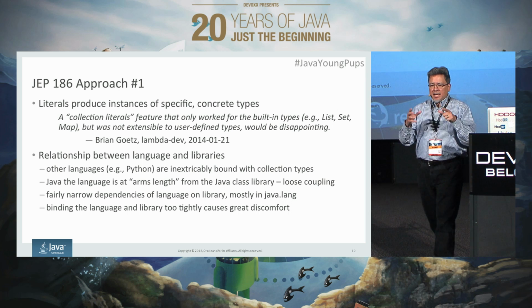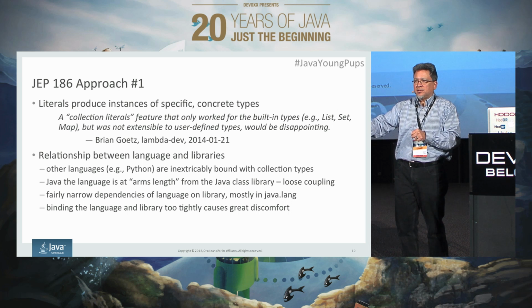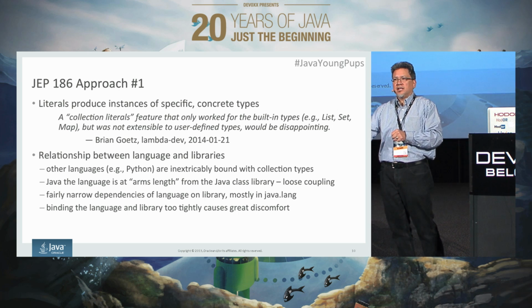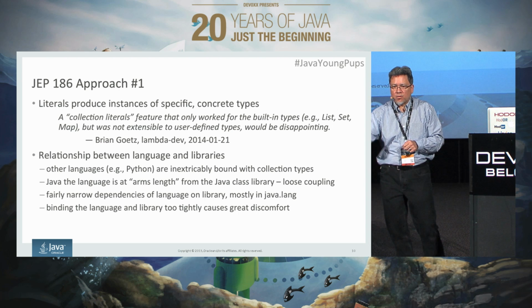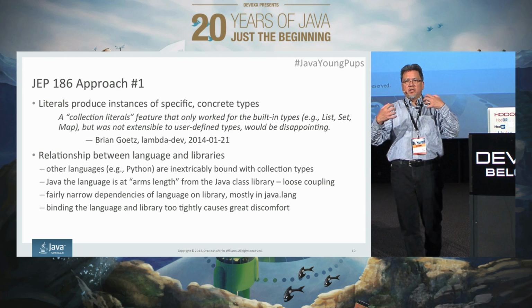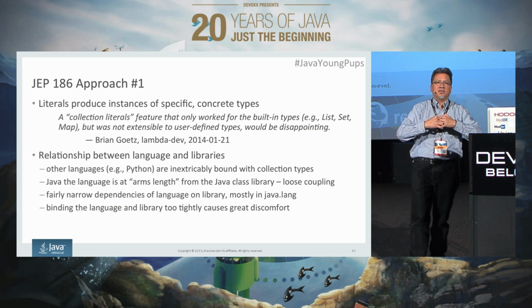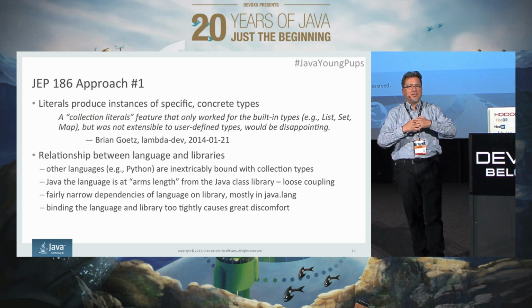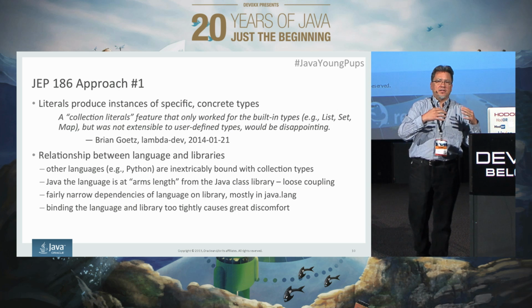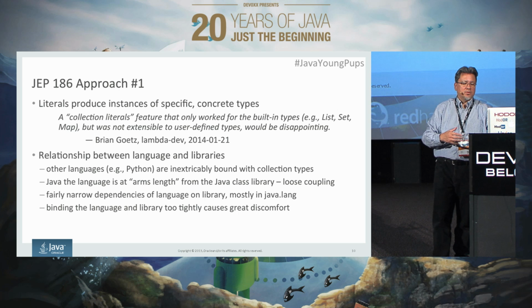So adding something to the programming language that says these specific concrete collection classes are now baked directly into the programming language would make the language much more tightly coupled with the library, and that caused people great discomfort. So there was resistance to doing that, and that's why this simpler approach, even though it has many attractions to it, was not pursued.